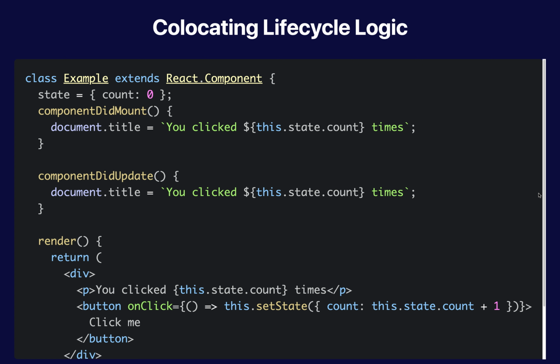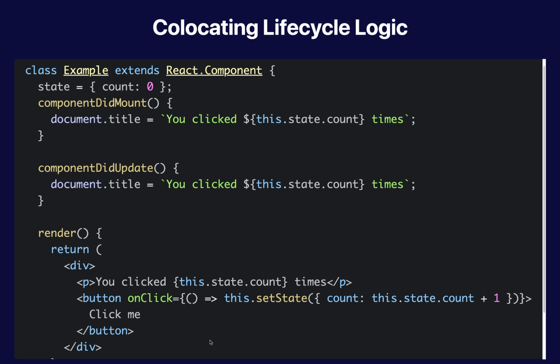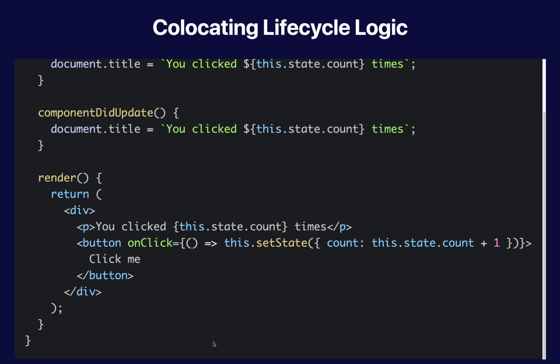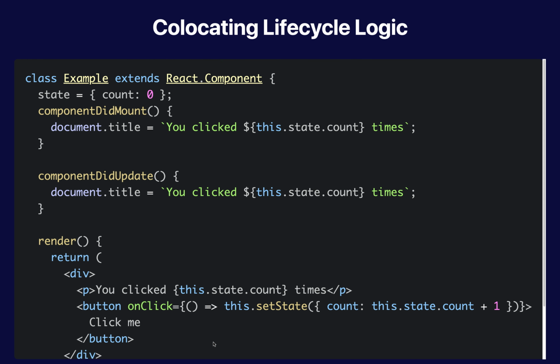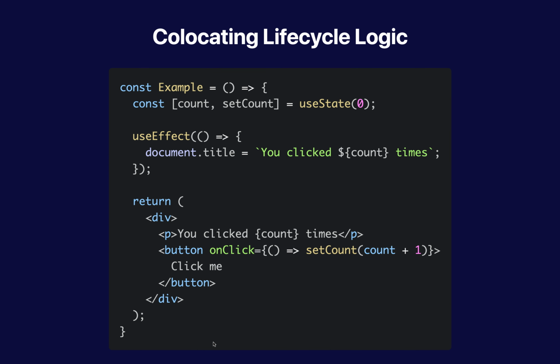Another probably more real world example is as follows. We've got a class component with state holding a count property. On mount, we set the document title to "you clicked count times". And then on every subsequent update, we're also going to set it to "you clicked count times". So we've got duplication of logic there. You can see here, just down in the render method, on click, we set state to count + 1, or we set count to count + 1, I should say. That will trigger a re-render. It'll update the title.